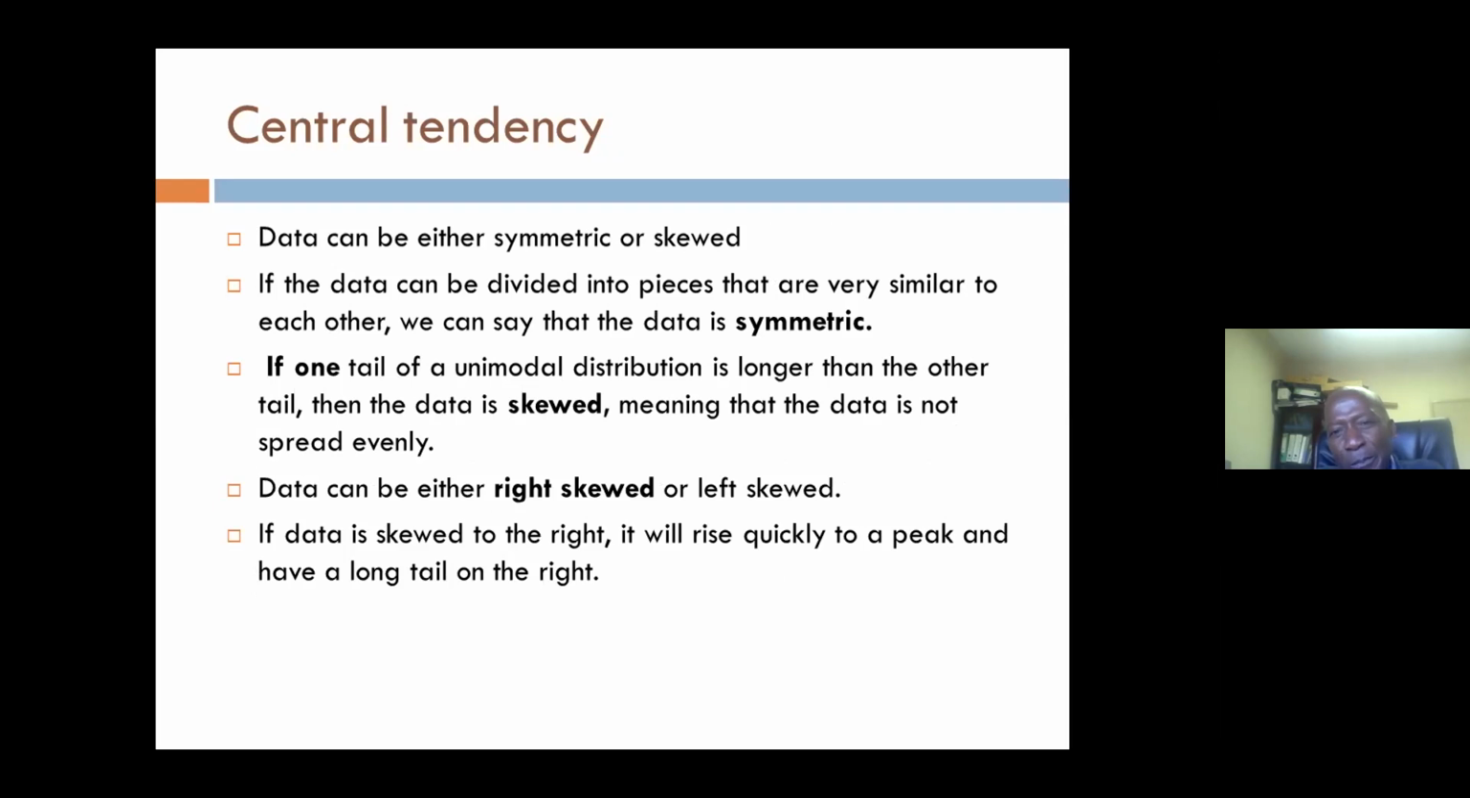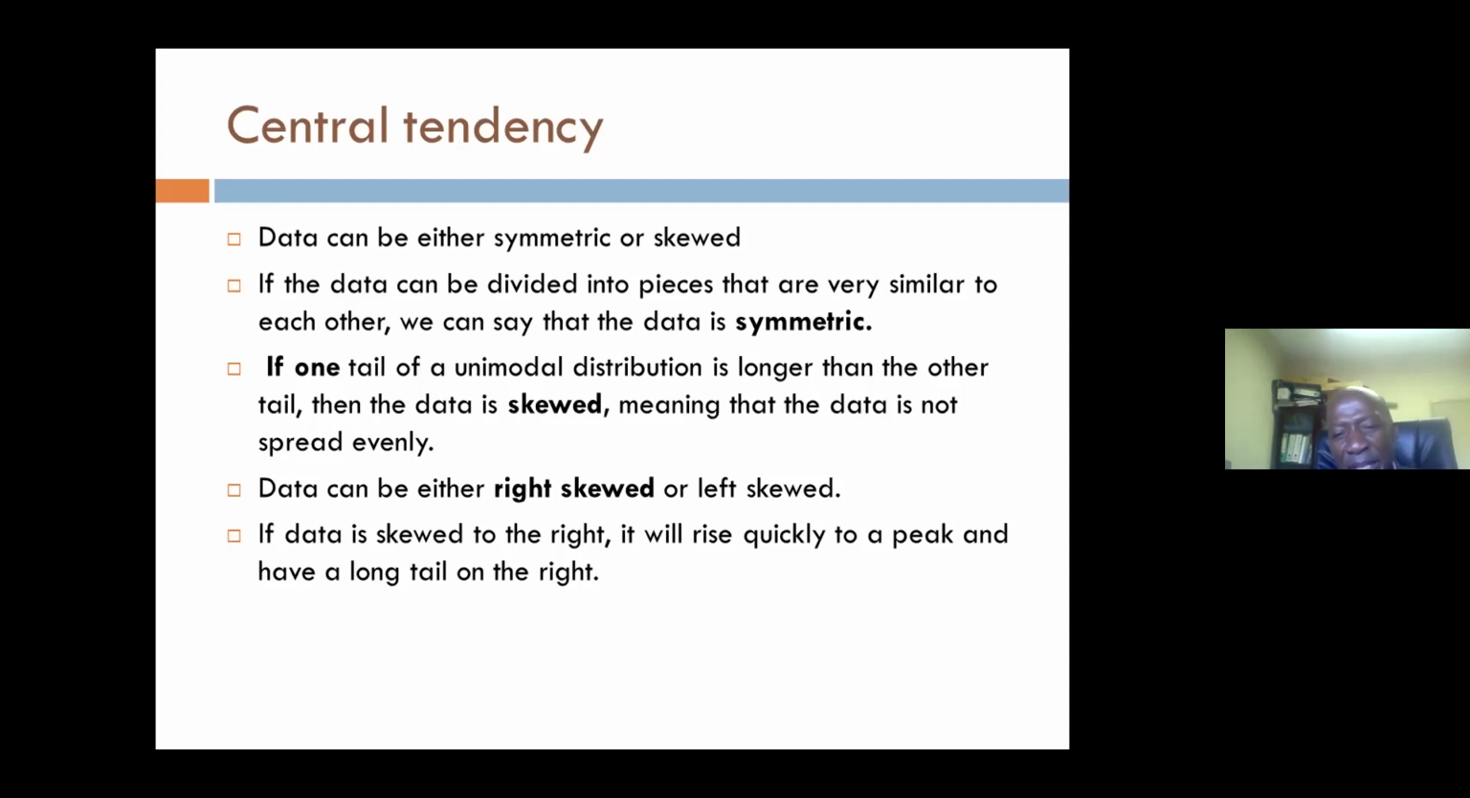So if data is symmetric, then we can use the mean as our measure of central tendency. But if the data is skewed either to the right or to the left, then the mean is not a good measure of central location, because the mean is sensitive to extreme observations. So if one tail of a unimodal distribution is longer than the other tail, then the data is skewed, meaning that the data is not spread evenly.